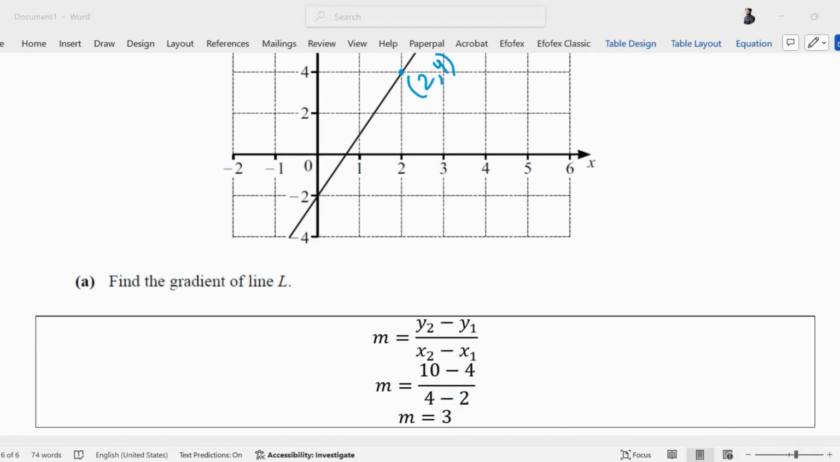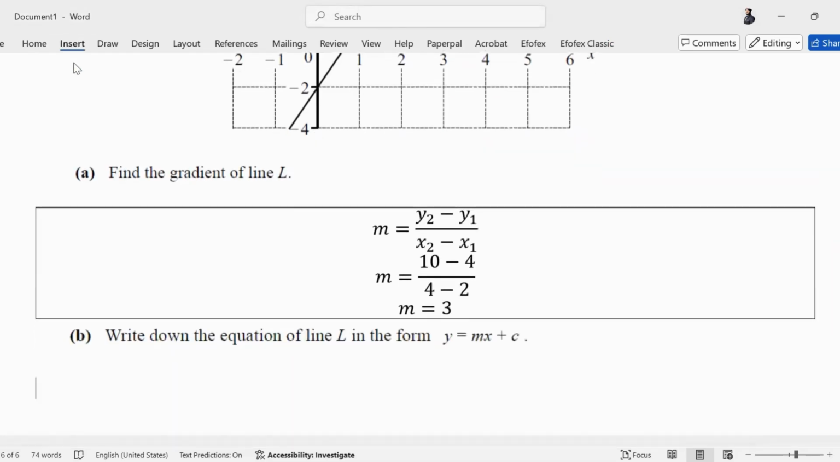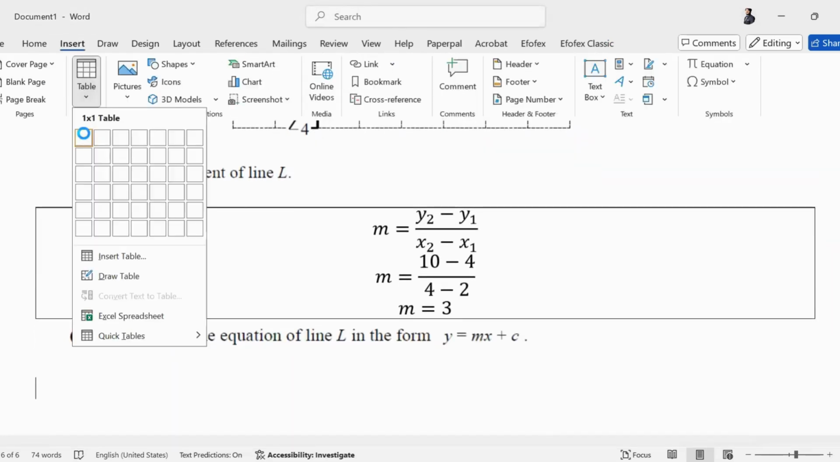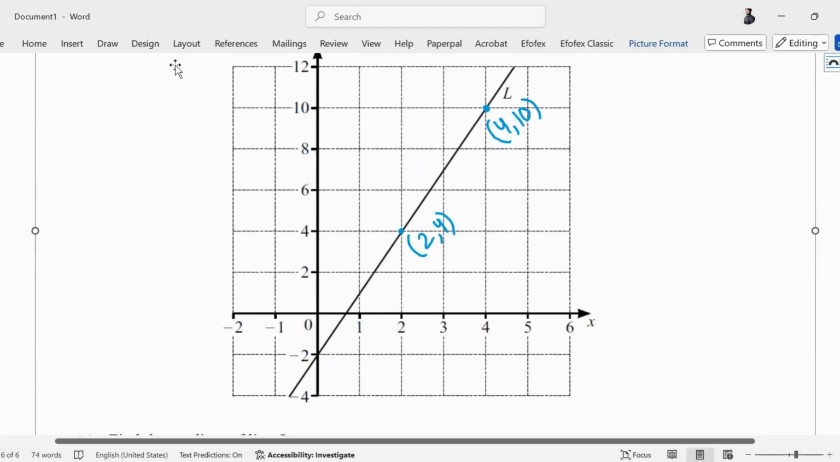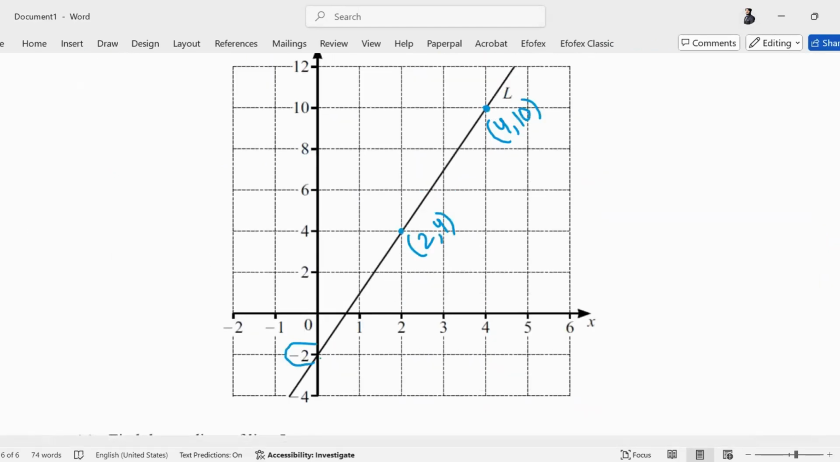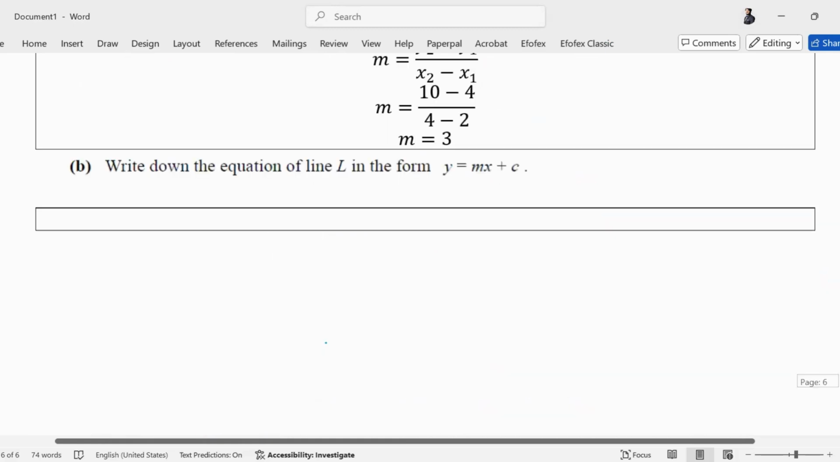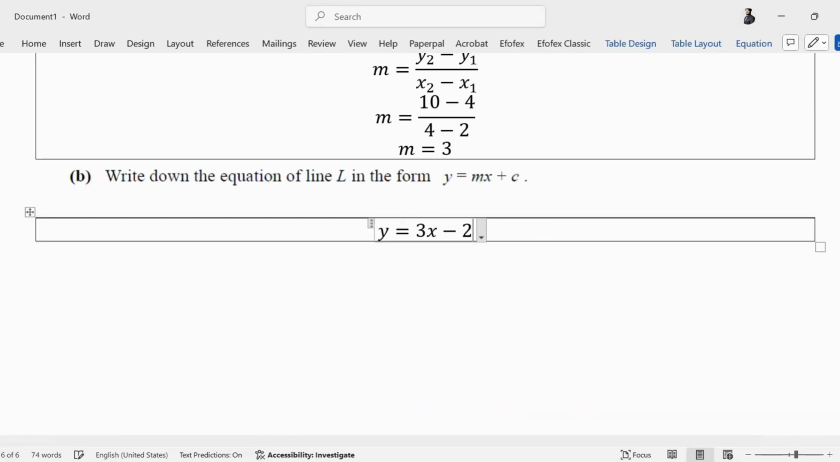Write down the equation of the line in this form. y equals, now they are asking for a specific form. We know the gradient. Can we see the y-intercept from the graph? Where does the graph cut the y-axis? The graph cuts the y-axis at -2, which means the value of c, the y-intercept, is -2. So the equation is y equals 3x minus 2.